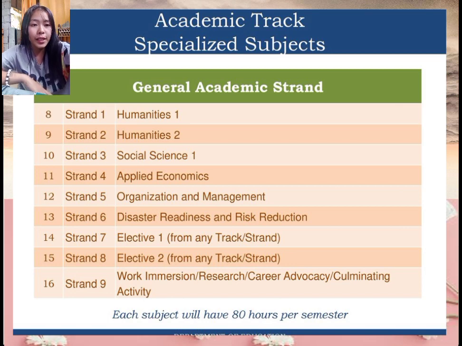Okay, so let's proceed to the General Academic Strand, or the GAS. So what are the subjects in GAS? We have Humanities 1, Humanities 2, Social Science 1, Applied Economics, Organization and Management, Disaster Readiness and Risk Reduction, Elective 1 from any track or strand, Elective 2 from any track or strand, or from ABM, from STEM, from HUMSS, or anything. They also have the work immersion, research, career advocacy, culminating activity.